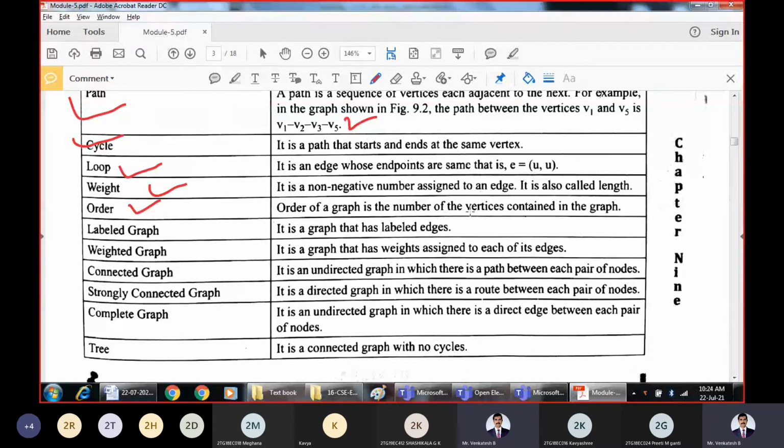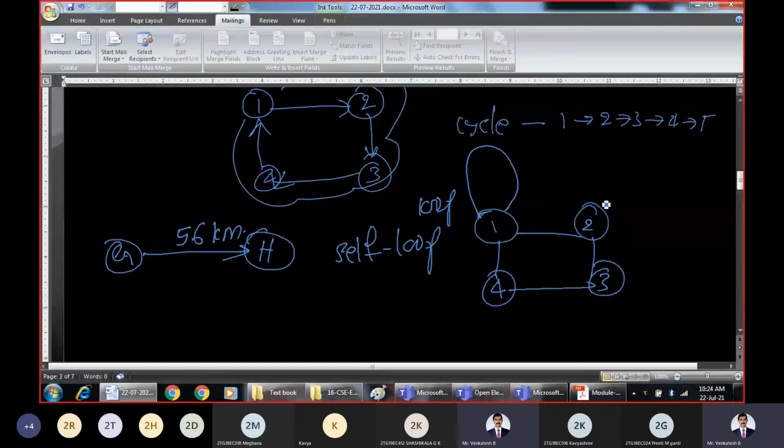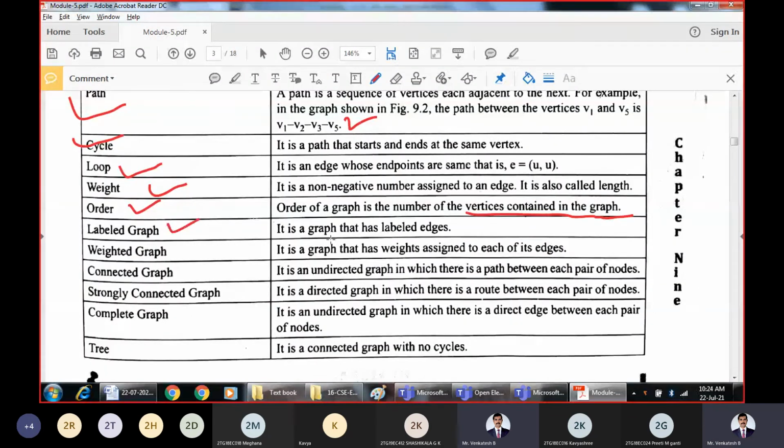Order of a graph is the number of vertices contained in the graph. That is how many vertices are present in the graph. That is what is order. For example, for this graph, how many vertices are there? 4 vertices. That means order is 4. In this graph, 2 vertices are there or 2 nodes are there. Order is 2.